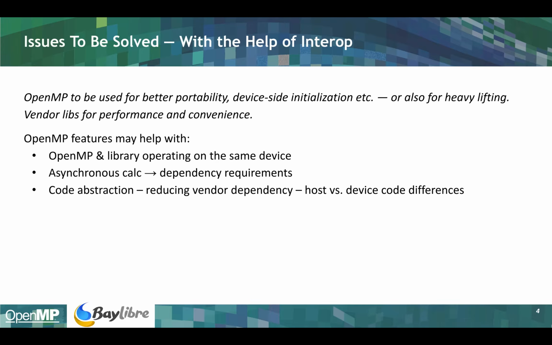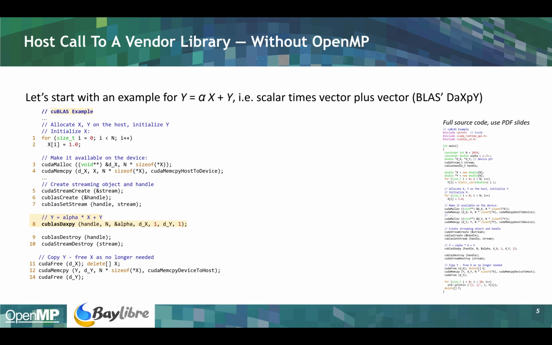So let's start. OpenMP features, and especially Interop, now help with ensuring the library and OpenMP actually work on the same device, handling the dependencies, and also make it possible to abstract things. So at the call side, one doesn't have the heavy part of the runtime library specifics, but one can put them in some separate parts. So let's start with an example.